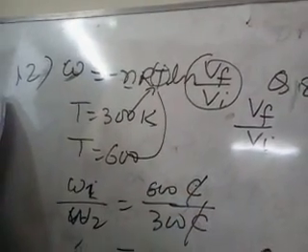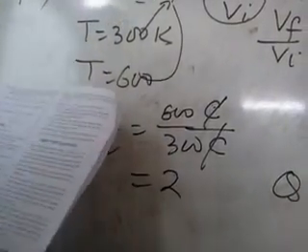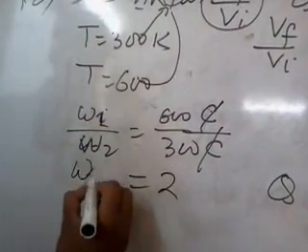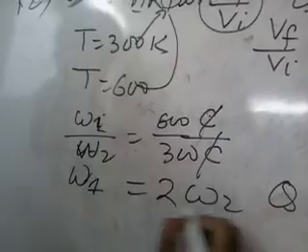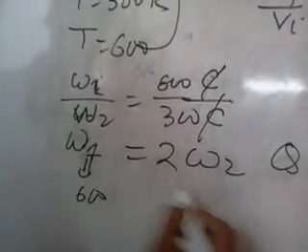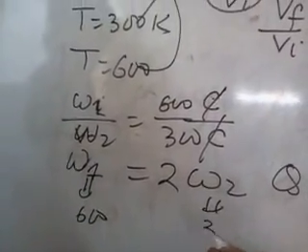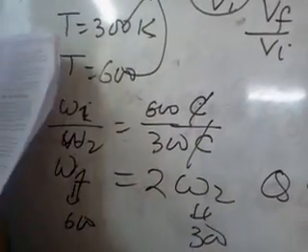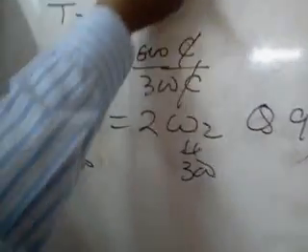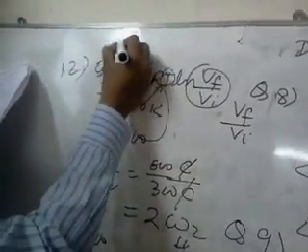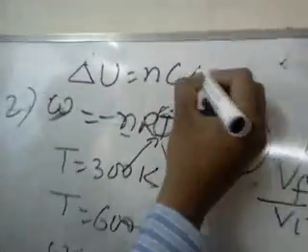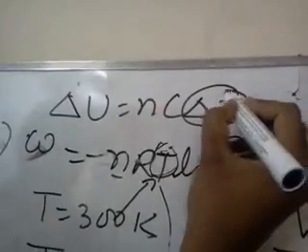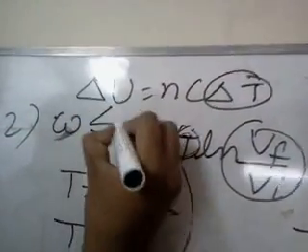All the other factors will be the same. This C would get cancelled out and I would get the answer to be 2. Work done at 600 will be twice the work done at 300. This one is work done at 600 and this one is work done at 300 Kelvin. So work done at 600 Kelvin will be twice the work done at 300 Kelvin. And of course, since temperature is constant, delta U, which is equal to nCv times change in temperature, will be equal to 0.